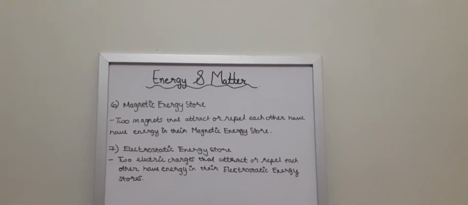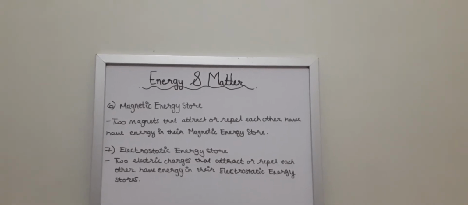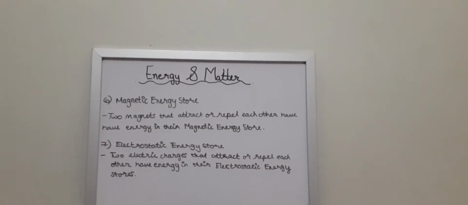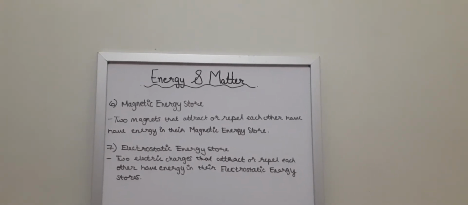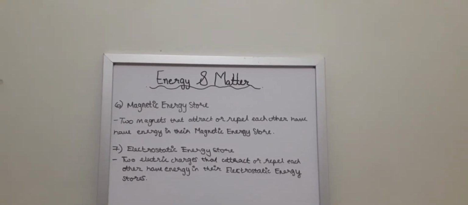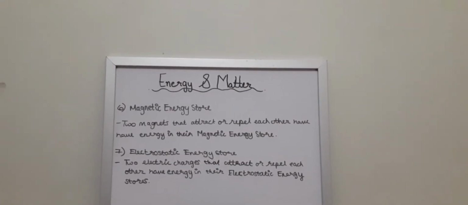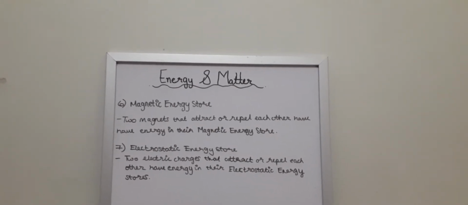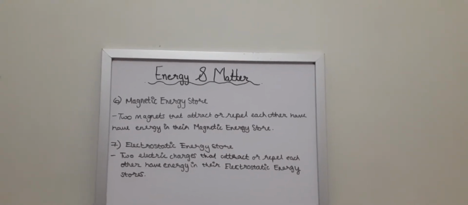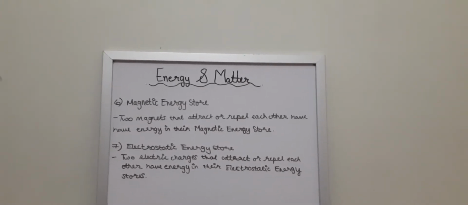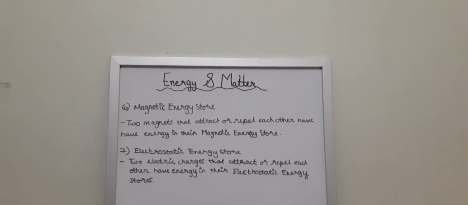6. Magnetic energy stores. 2 magnets that attract or repel each other have energy in their magnetic energy store. 7. Electrostatic energy store. 2 electric charges that attract or repel each other have energy in their electrostatic energy store. These are the 7 stores of energy.